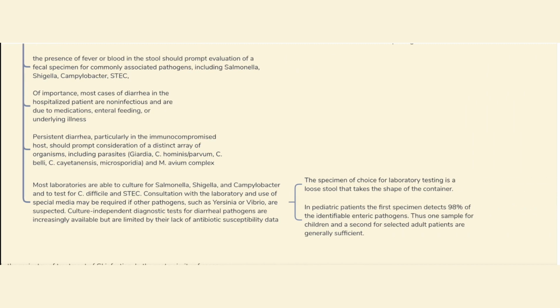The specimen of choice for laboratory testing is loose stool that takes the shape of the container. It's not always possible, but that's the ideal. In pediatric patients, the first specimen detects 98% of the identifiable enteric pathogens. That's why we need most of the time only one specimen. But in adults, it's a lot less. That's why one sample is taken for children and 2 samples are taken for adult patients. And it should generally be sufficient.